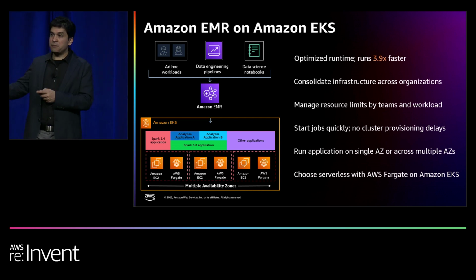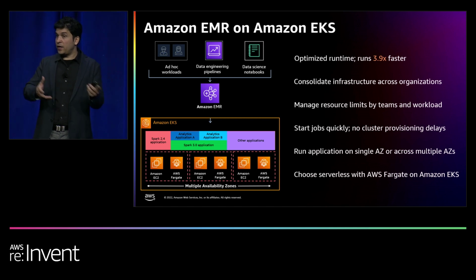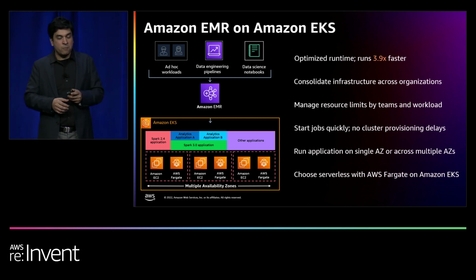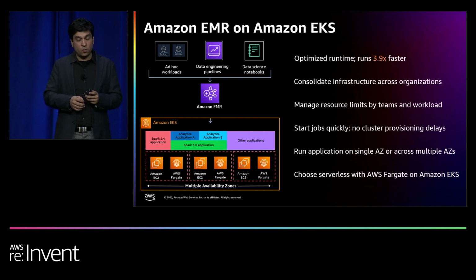And so unlike EMR on EC2, you can start a job in seconds, while it might take minutes in EMR on EC2. Now, one more key differentiator here is that while EMR on EC2 is a single AZ cluster, you can have a multi-AZ cluster here.